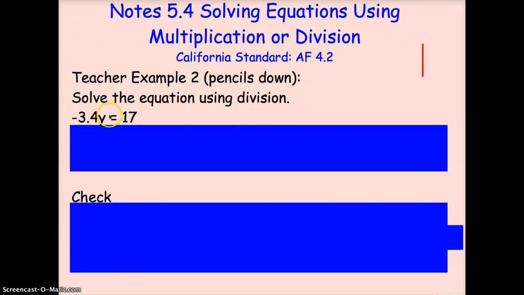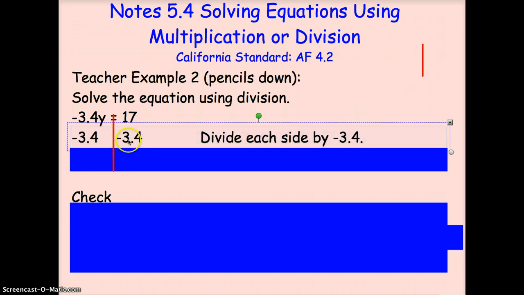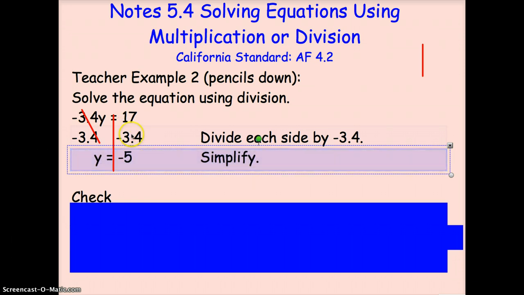Now let's take a look at the opposite effect. I have multiplication. I want to undo that by dividing. So I go ahead, I draw my fence. I divide both sides by negative 3 and 4/10 y. Now I can cancel out the two that were opposites, multiplication and division of the same number. On this side I'm left with y, and over here when I do 17 divided by negative 3 and 4/10, I end up with negative 5.